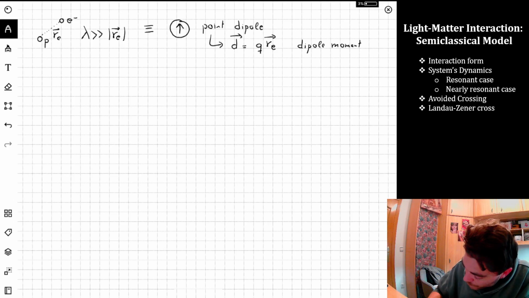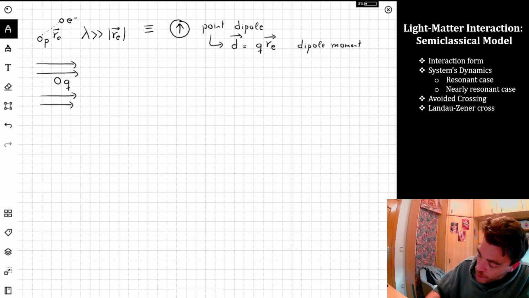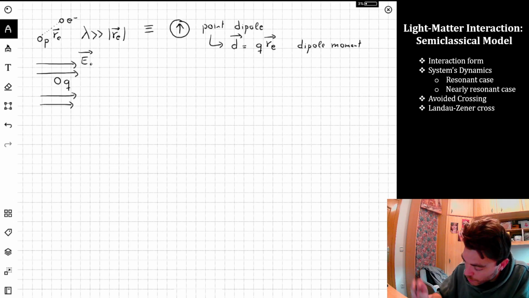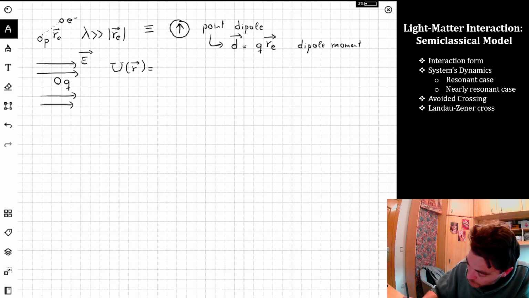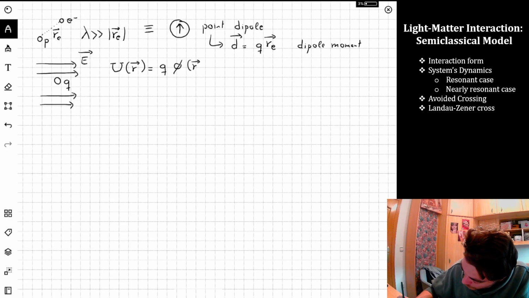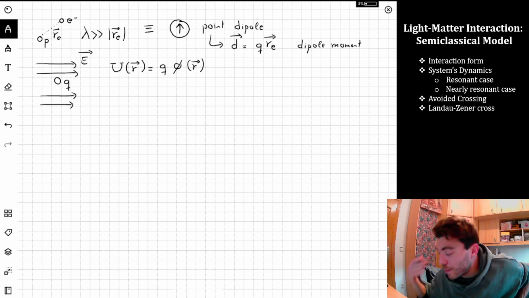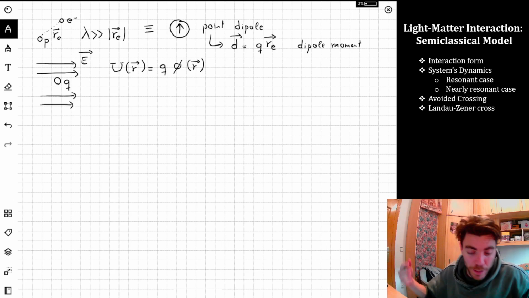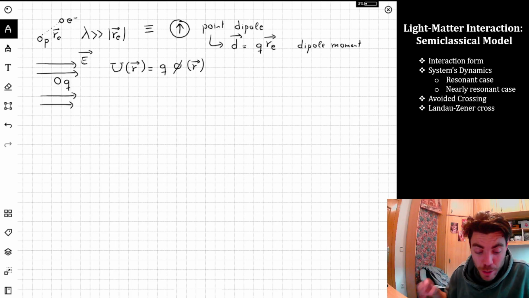So now, if we have a charge Q and we submerge the charge into a field, and this is classical electrostatics, in an electric field, let's call it E, then we know that the energy due to the interaction of the charge with the electric field at the point R is the charge itself times the electrostatic potential at that position. This follows from the actual definition of the electrostatic potential.